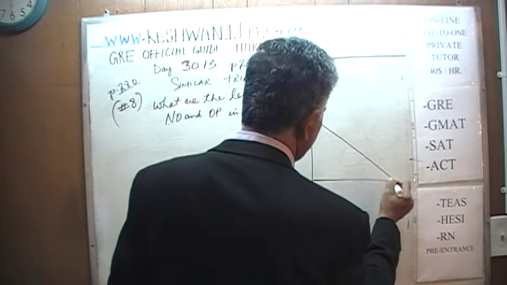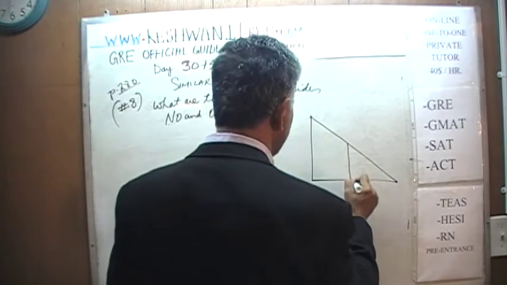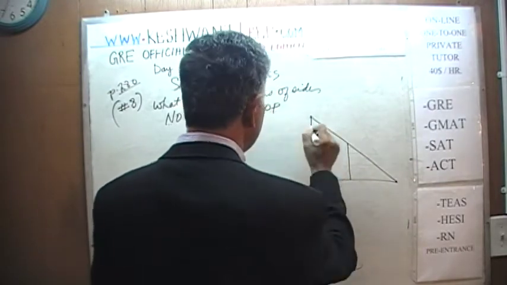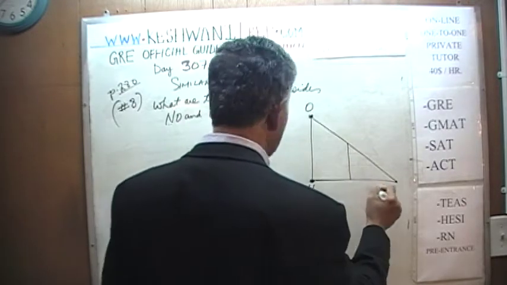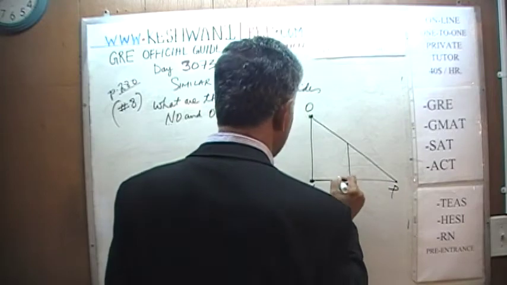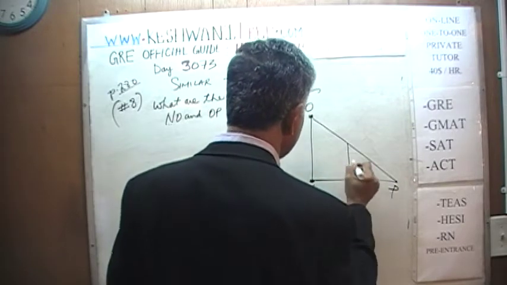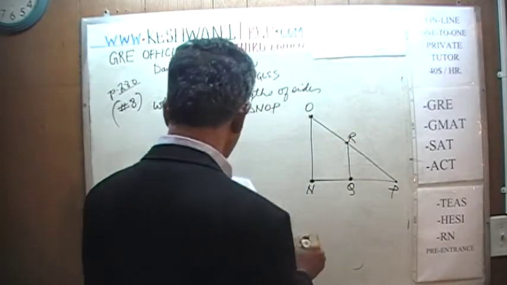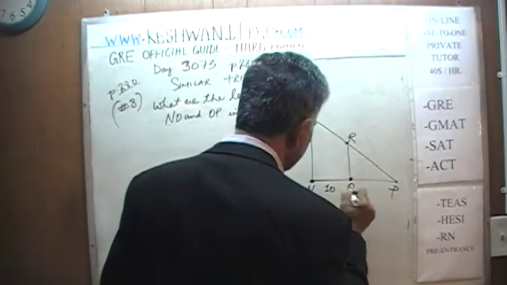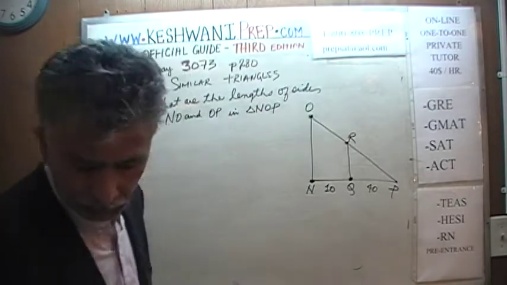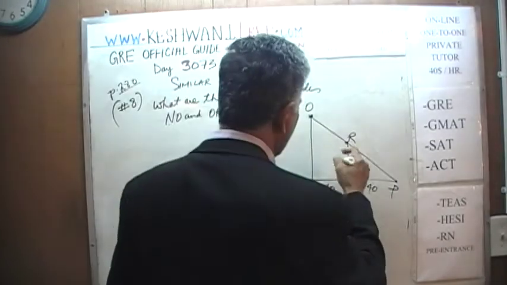So here the two triangles are put together. They are similar triangles, but they're put together like this. This is N. We are told this vertex is N. This is O. NOP. We are told that this is Q. And this is R. What else are we told? We are told that this part from N to Q is 10. This is 40. And we are further told that Q to R is 24.